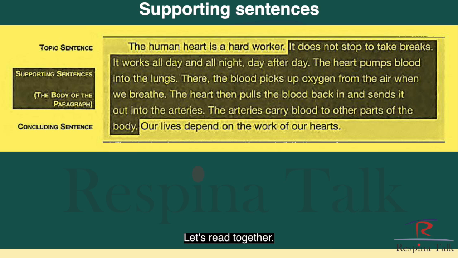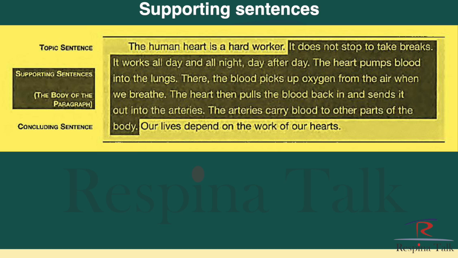Let's read together. The human heart is a hard worker. It does not stop to take breaks. It works all day and all night, day after day. The heart pumps blood into the lungs. There, the blood picks up oxygen from the air when we breathe. The heart then pulls the blood back in and sends it out into the arteries. The arteries carry blood to other parts of the body.